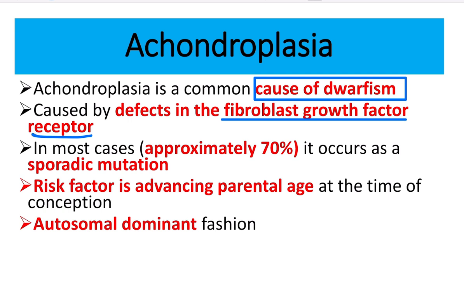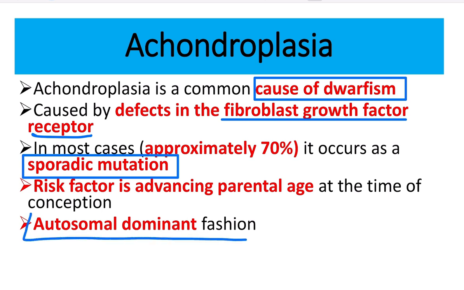occurs. And in most of the cases, that means in 70%, it is a sporadic mutation. That means only 30% is the genetic cause. And the risk factor is advancing parental age at the time of conception. So when the age of the father and mother is usually at the end of the time, that means 35, 40, 45, in this condition there is a chance of development of achondroplasia, and it is in an autosomal dominant fashion.